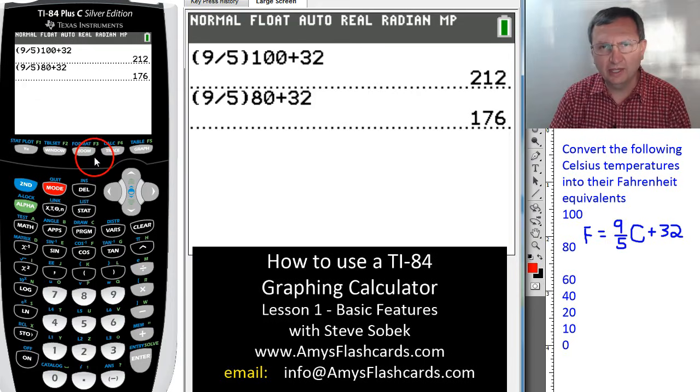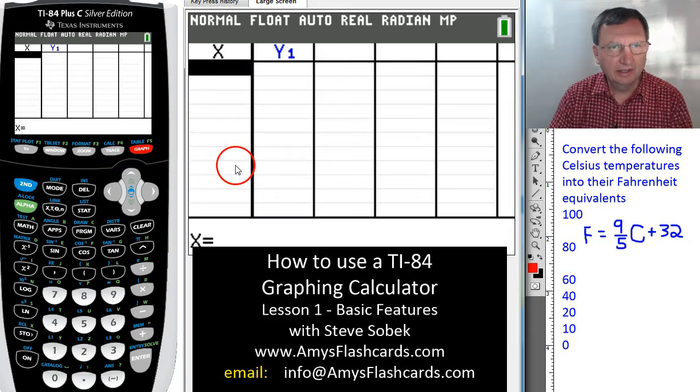Of course, with a graphing calculator, it's one of the most powerful features that it has, and don't be disappointed when I don't get to it today. This is not the purpose of this lesson. But I do want to show you tables. So second table, and here we could type in any value we want.